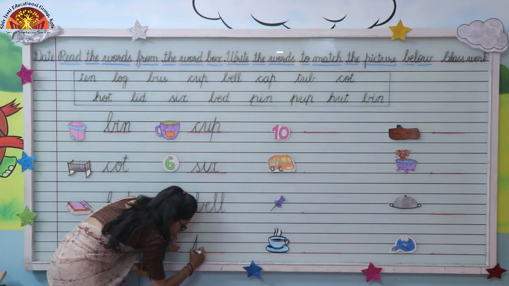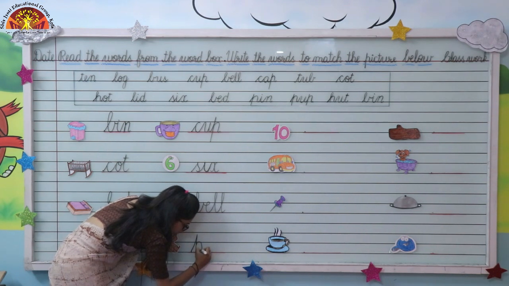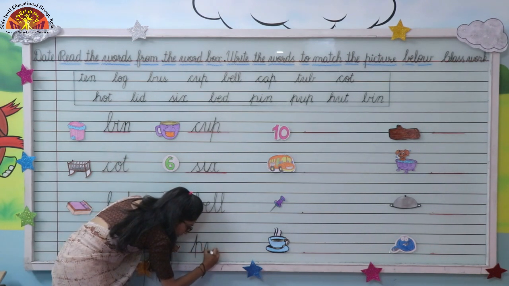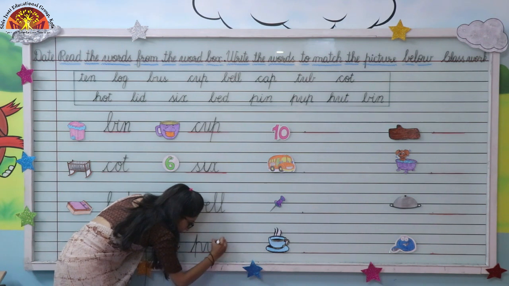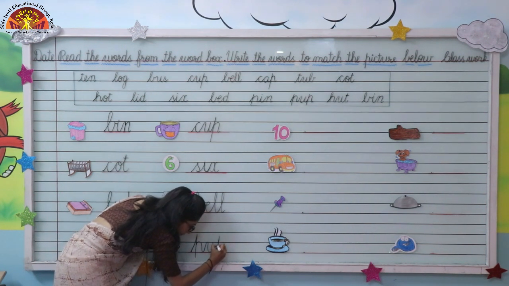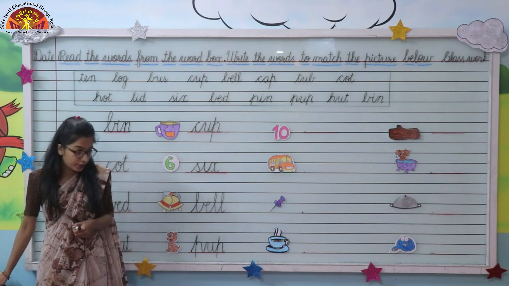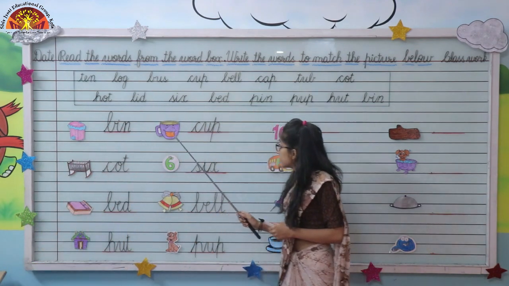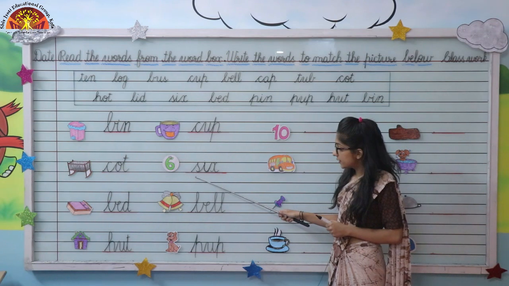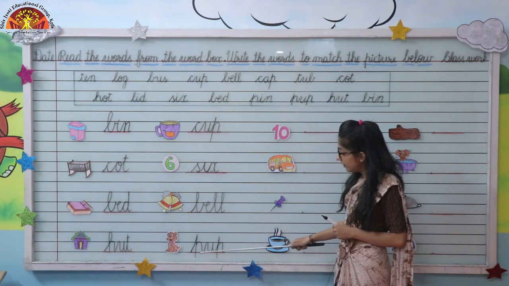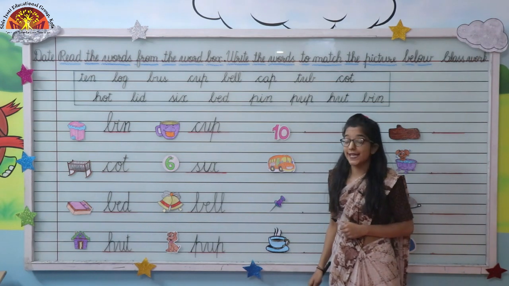P, U, P. P-U-P, pup. Okay. Cup, 6, bell, pup. Now come to next line.